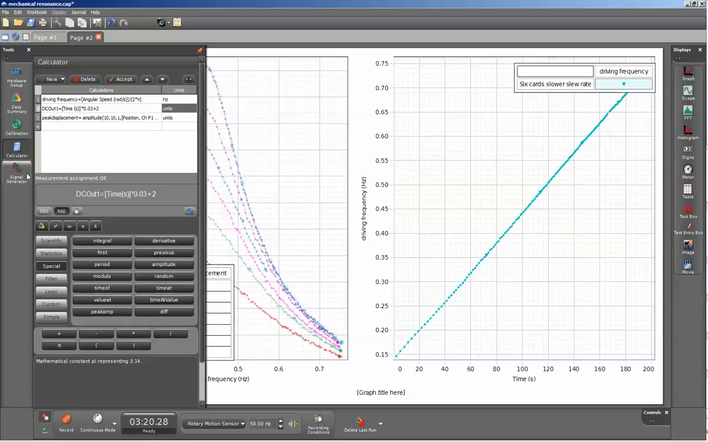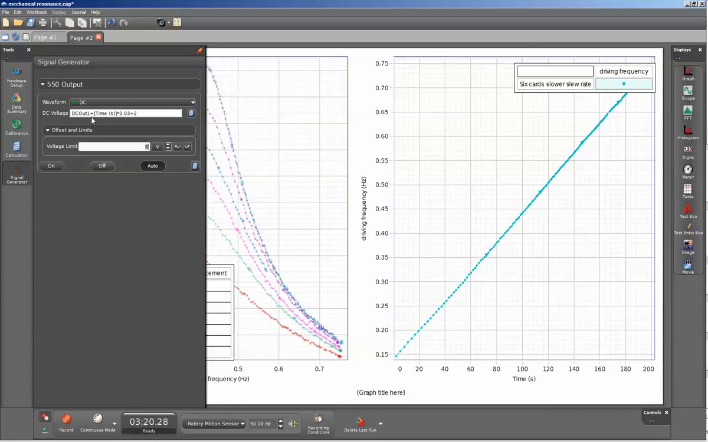So let me go ahead and now go to the signal generator. So the signal generator is controlled by a calculation, which we've generated. So it's a DC voltage. However, the magnitude of that voltage is controlled by our calculation. To make sure that the mechanical oscillator is only running when we're running the experiment, I've set the auto button such that the signal generator only turns on when the record button is pushed. Also, I have a voltage limit of 8 volts on this, as that is the voltage limit on our 550 interface.